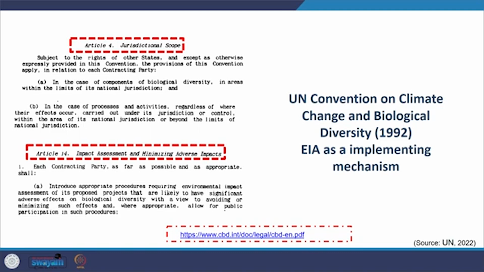We see that it had the framework for EIA as an implementing mechanism. In particular, Articles 4 and 14 referred to EIA, as you can see here from the snip. So in the following years, we see comprehensive reform of long established EIA systems, and then we see how New Zealand, Canada, Australia and India implemented that.